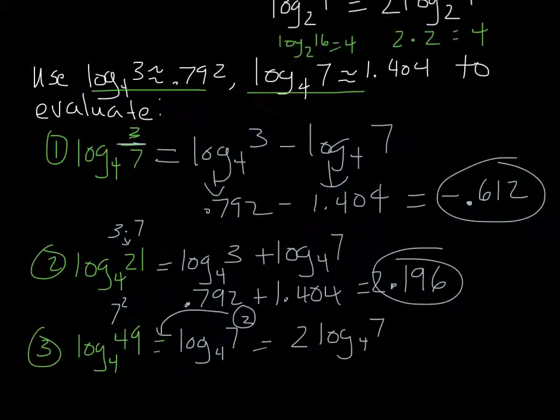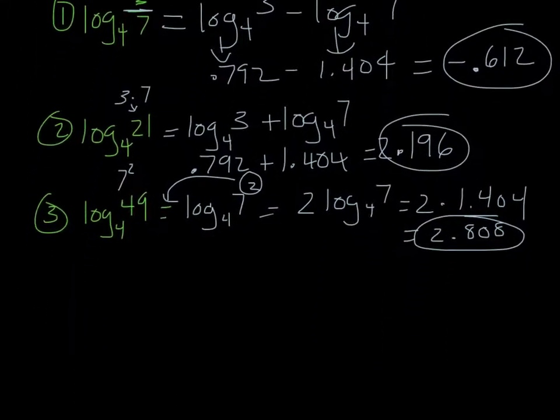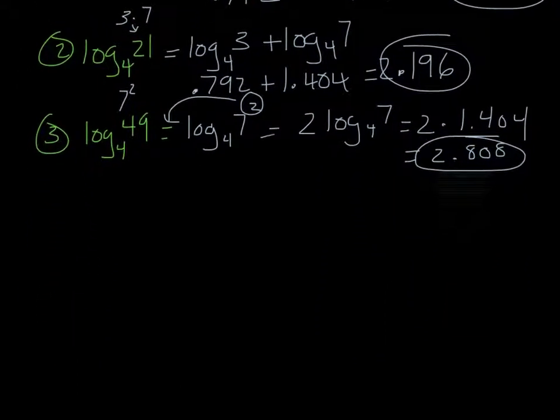And guess what? I know what the log base 4 of 7 is because it gave it to me in the problem. And I really have 2 times 1.404. And that would give me 2.808. And now I can tell you, now I know what the log base 4 of 49 is approximately. Now you might be saying, wait, isn't there another way to do that problem? And the answer is yes.